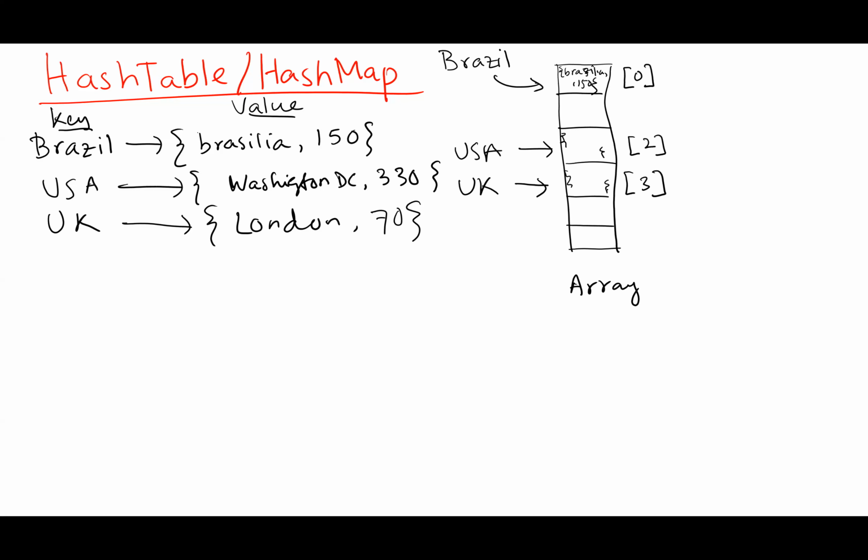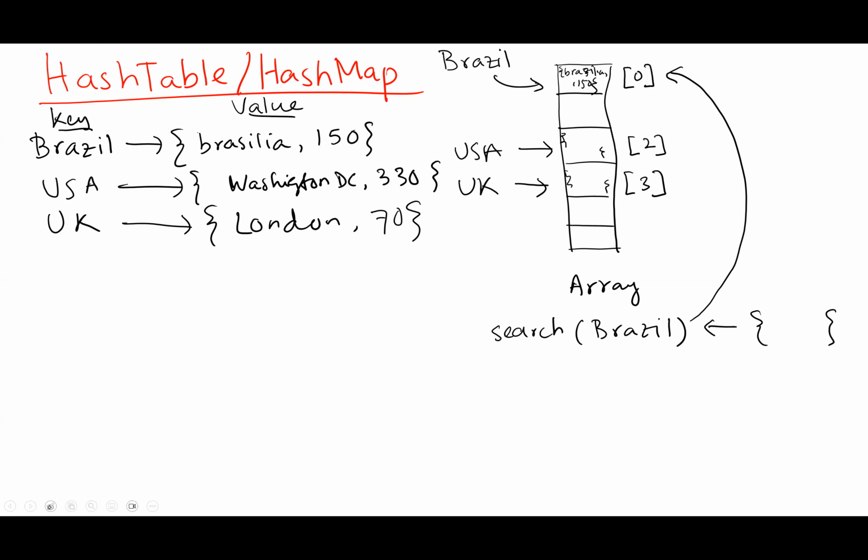Now the question is, next time if someone says search Brazil, the hash map or hash function should have the ability to directly look up and know that I have to go to index 0 and then return Brazil's data. Now, obviously, the question you have is how do we know the mapping? How do we know that Brazil's data goes into index 0, US's data goes into index 2?